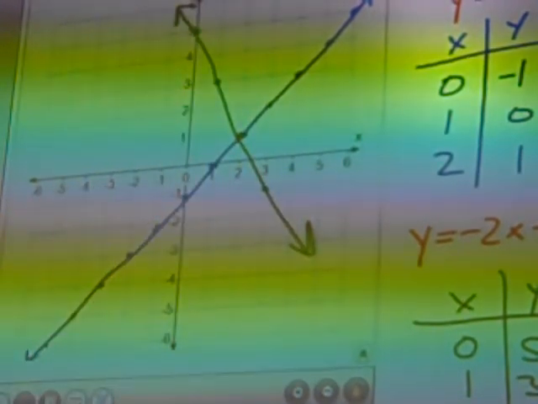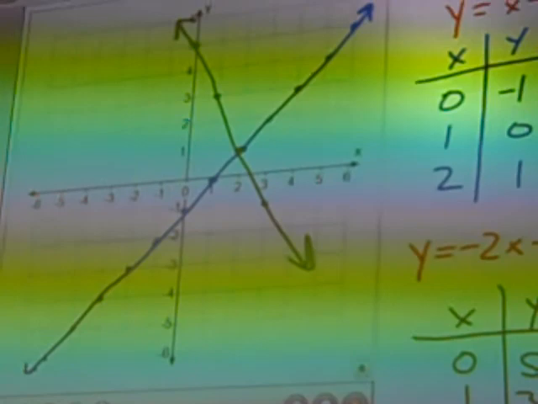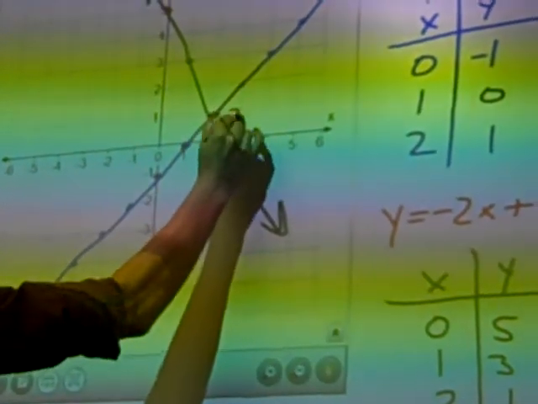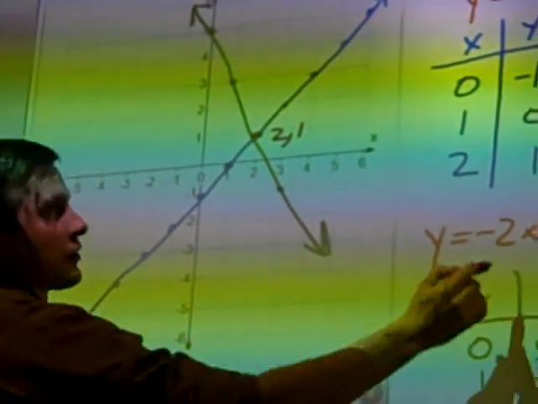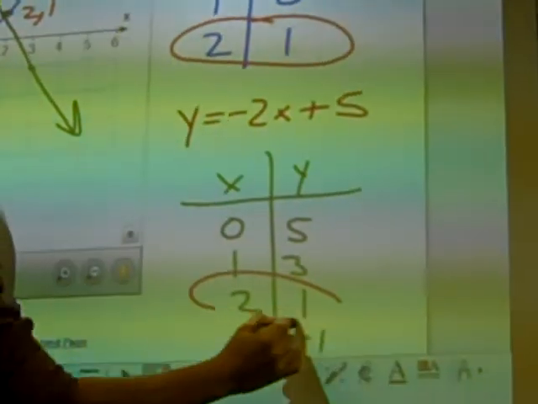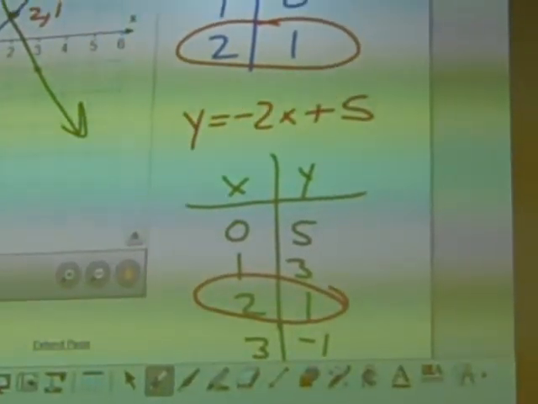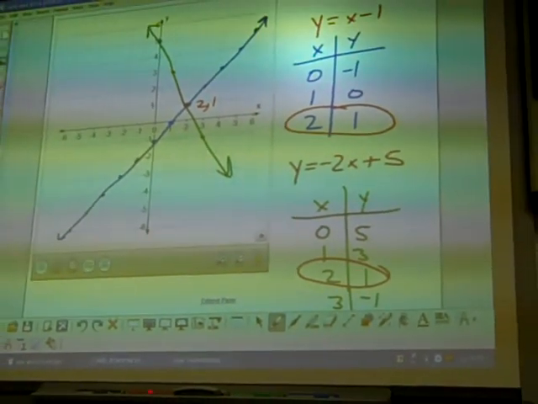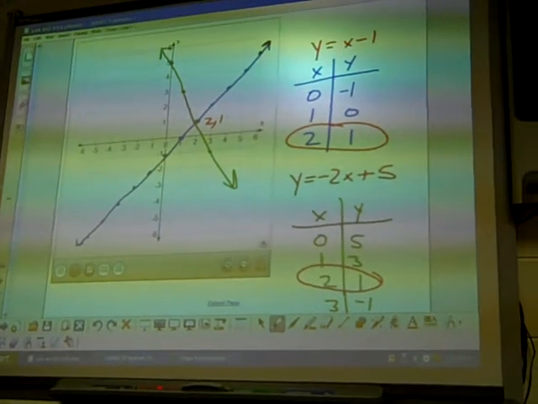Not exactly straight. But again, where do the lines intersect? (3, 1). Nope. Or (2, 1). And again, look at your charts. What point's exactly the same on both graphs? (2, 1). If we solve this using elimination or substitution, we'll get the same answer every single time.